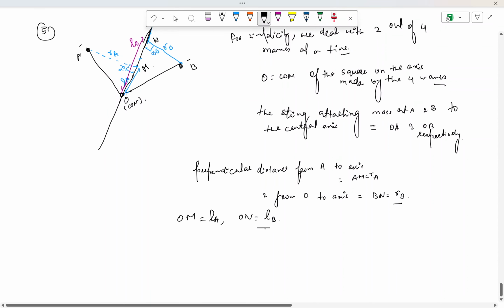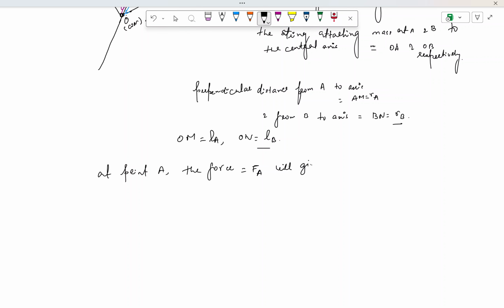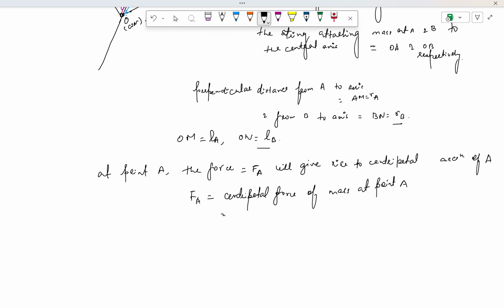Now at point A, the force effectively is equal to FA, which will give rise to centripetal acceleration of the point mass at A. So that is why the force will be a centripetal force. So F equal to m omega squared RA.